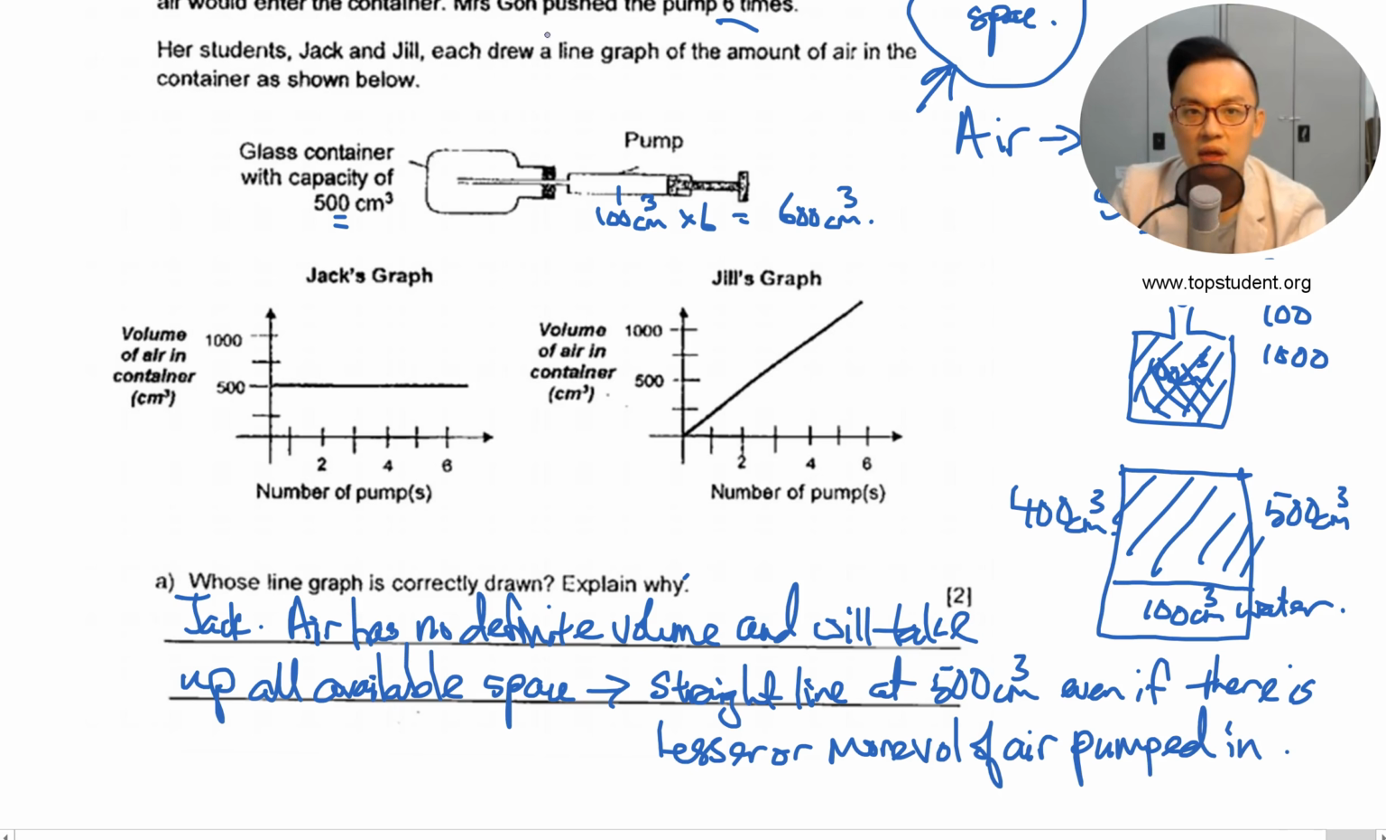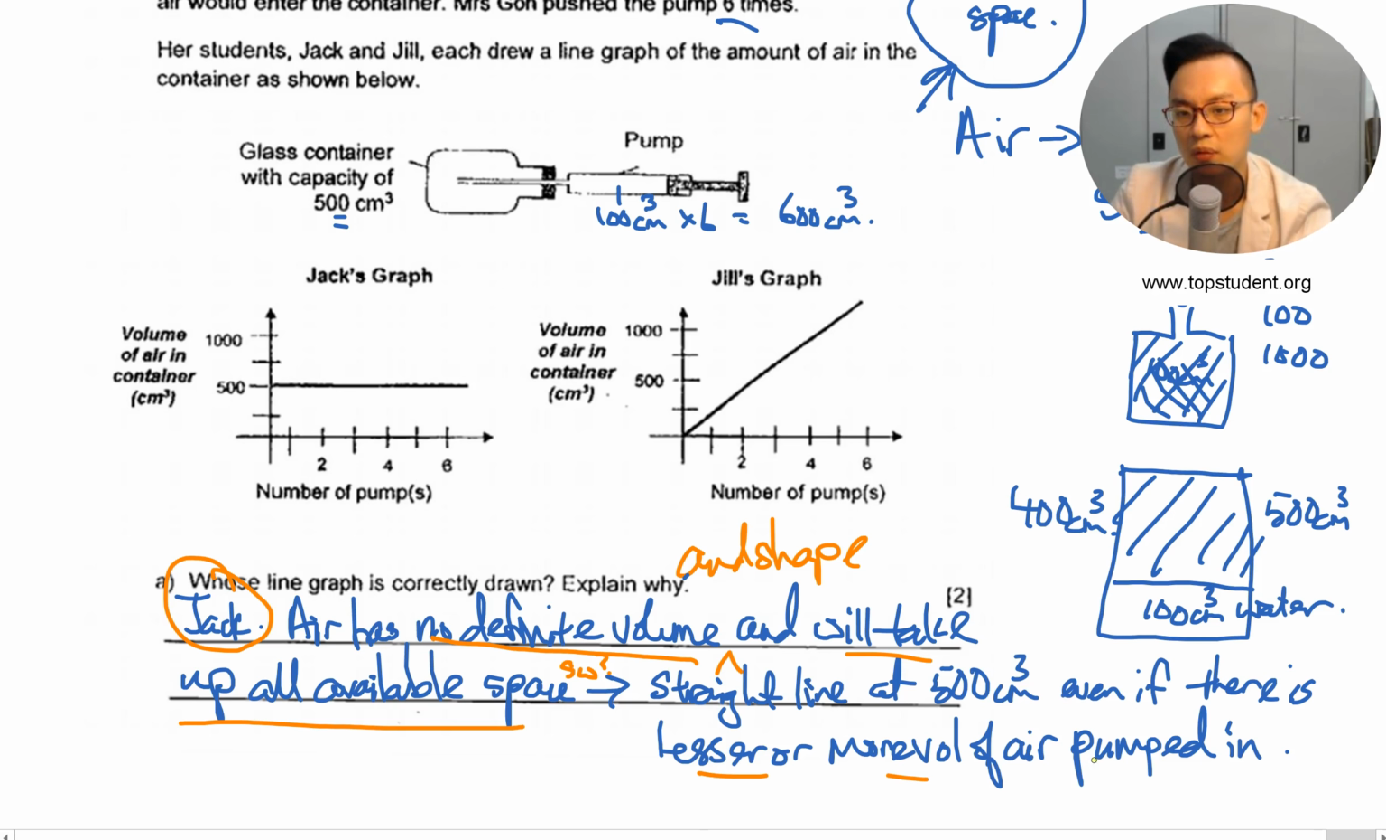So this one is critical for you to understand. Jack is the one that's correct, because air has no definite volume. Actually, you can write volume and shape, might as well. Air has no definite volume and shape, and air will take up all the available space. Therefore, there is a straight line at 500 cubic centimeters, even if there is lesser or more volume of air pumped in than 500 cubic centimeters. So that's how you answer this kind of question. You need to say no definite shape and volume, and will take up all the available space.